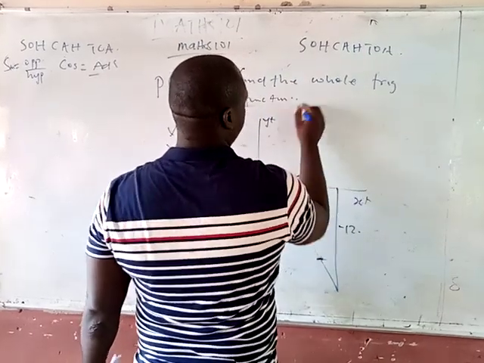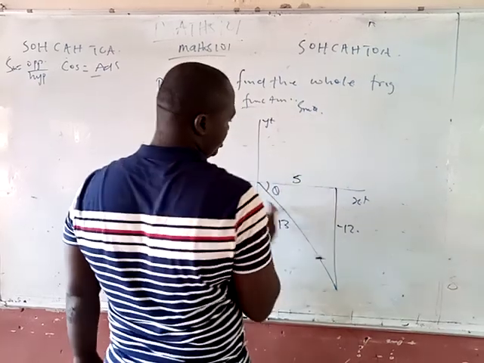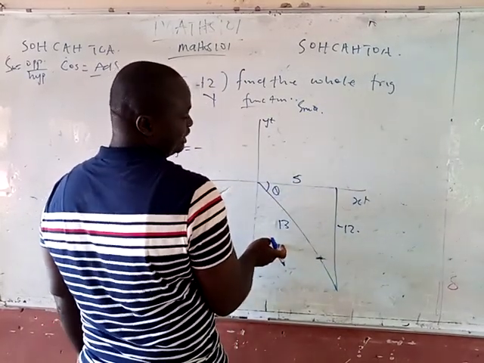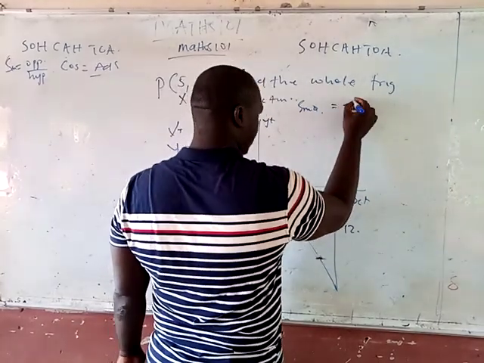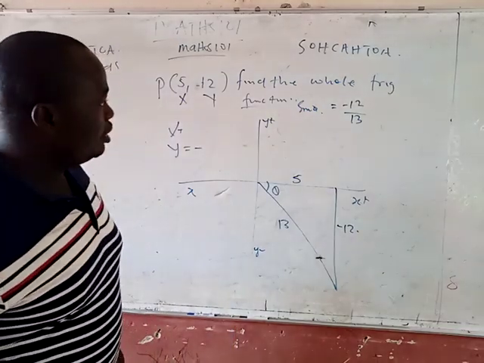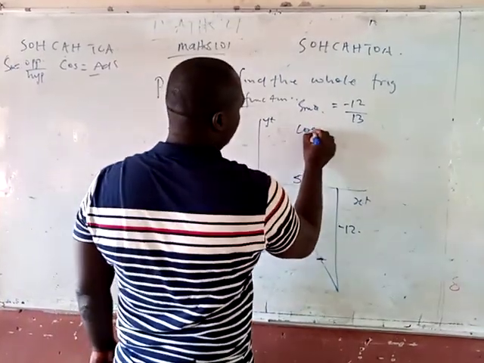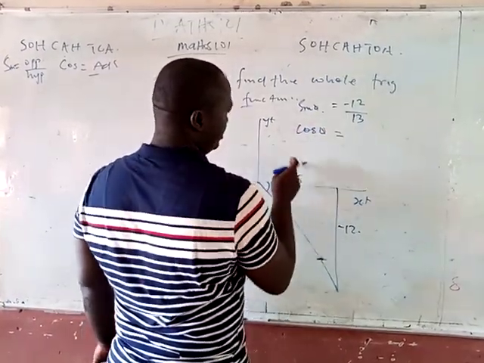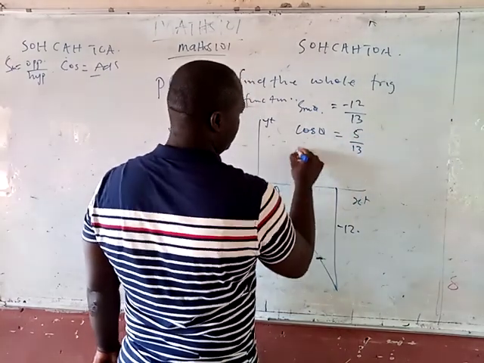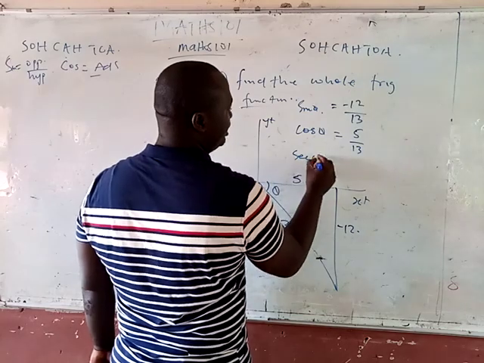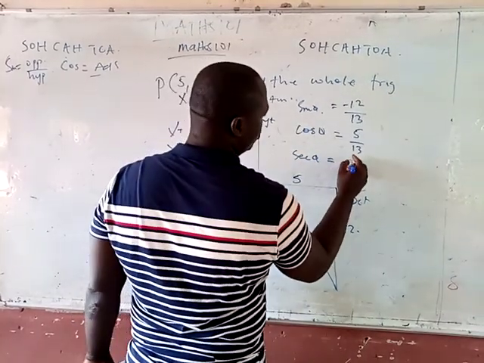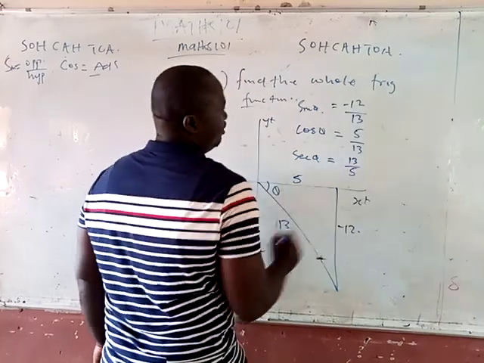SOHCAHTOA. So sine theta is opposite over hypotenuse. Look at our theta. Opposite is this, and hypotenuse is the longest side. So sine theta is minus 12 all over 13. And then cos theta is adjacent all over hypotenuse, so this is 5 all over 13. Sec theta is 1 all over cos, so this is 13 all over 5.